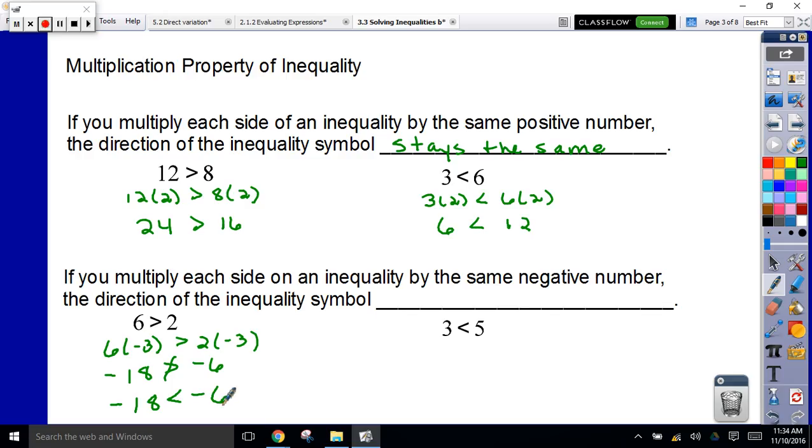What about another negative number? Let's try another one. David? -4. Okay, let's multiply this one times -4. If we do 3 times -4 and 5 times -4, we get -12 and -20. -20 is farther to the left on the number line, so -20 is less than -12. So again, we had to reverse the sign of our inequality. It makes it the opposite. So if you multiply each side of an inequality by the same negative number, the direction of the inequality symbol is reversed.